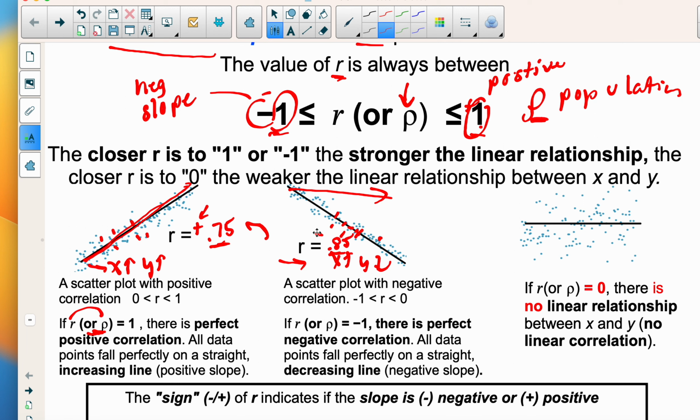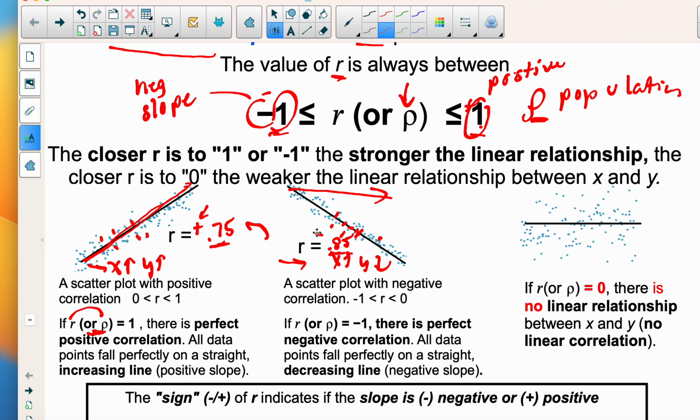So let's look at how we do a test of significance. We have a population. We're interested in whether or not the two variables, x and y, are correlated. When we're looking at the population, rho represents the correlation coefficient of the population. So we take a sample, and when we take a sample, we calculate R to see what that looks like. We want to know if that will represent the correlation of the population.